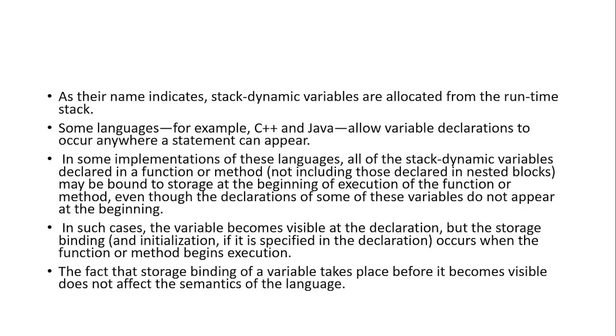So the variable becomes visible at the declaration, but the storage binding, and its initialization, if it is specified in the declaration, occurs when the function or method begins execution. The fact that storage binding of a variable takes place before it becomes visible does not affect the semantics of the language. The declaration can be anywhere in the program, but the storage binding occurs when the function or method begins its execution. That is the difference, but it does not affect the semantics of the language.